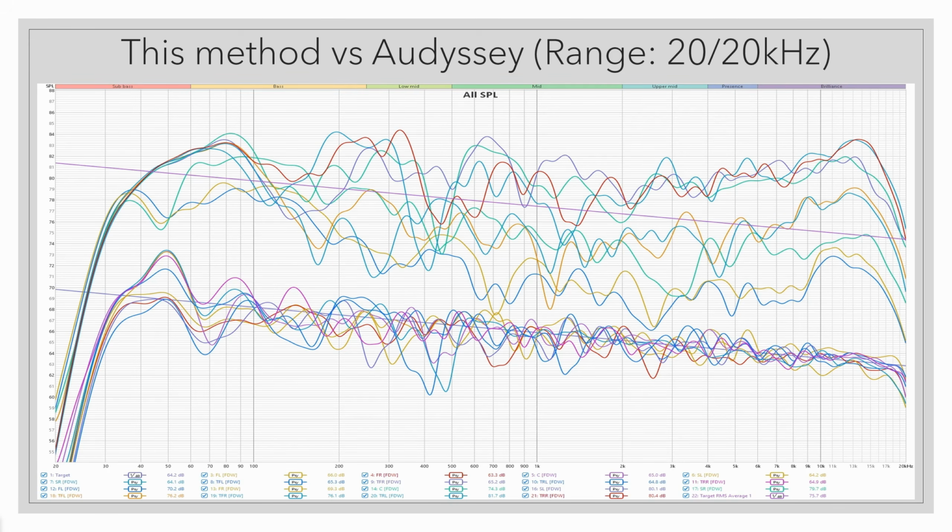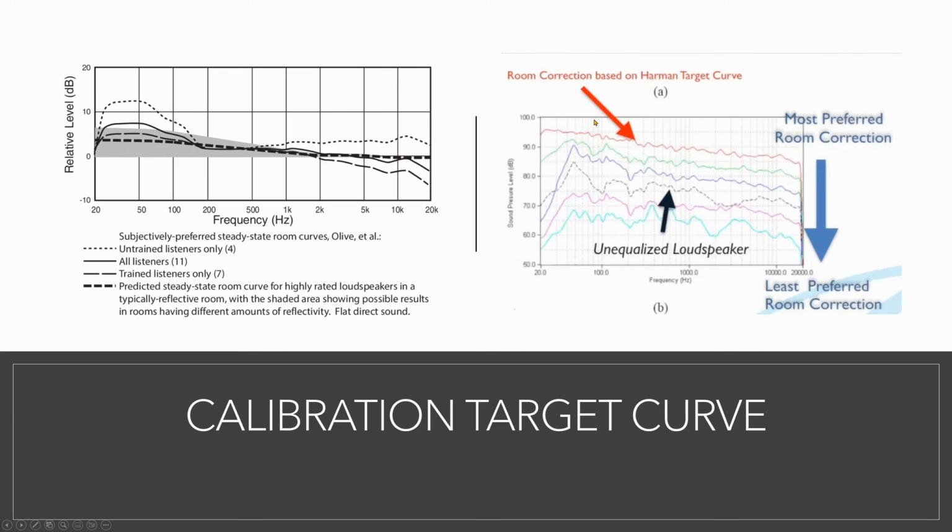This target curve is derived from the Harman target curve. It is the most preferred response when factors like frequency-dependent windowing, psychoacoustic smoothing and reference level volume are taken into account. It becomes this straight slope. There is more information here if you're interested.